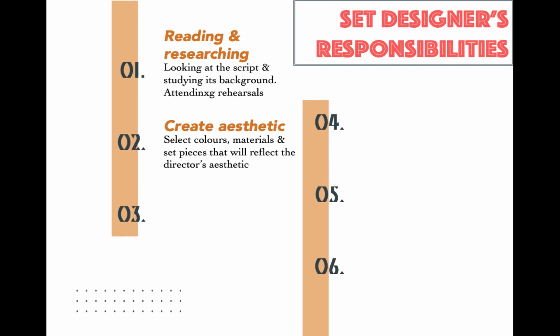They create an aesthetic, so they will pick the colors and the materials. The director will come and say, this is my idea. I want it to be very modern. I want it to look real cool. I want it to look hip. So then the set designer will be like, okay, so we'll use a lot of straight lines. We'll use bright colors like red, or we'll use pastel colors because pastel colors are in style. Things like that. So they will look at the aesthetic.